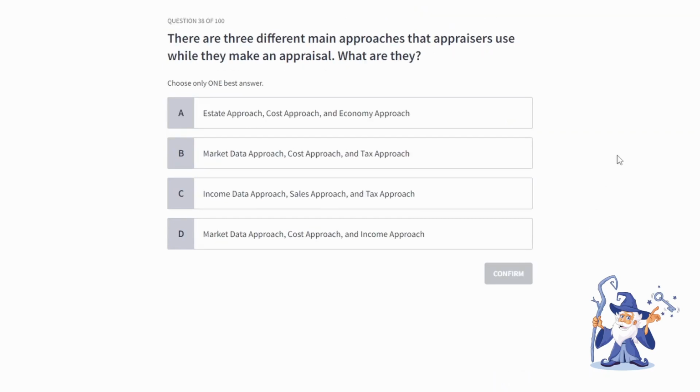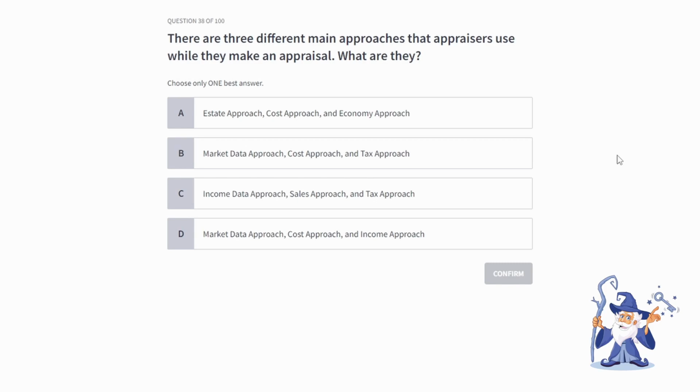Okay, question number 38. There are 3 different main approaches that appraisers use while they make an appraisal. What are they? And of course, it gives us 4 options. A, the estate approach, cost approach, and an economy approach. Excuse me there.